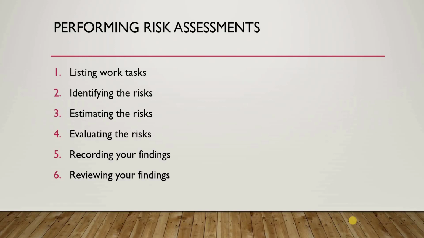So performing risk assessments needs these 6 steps. We have to perform these 6 steps in order to perform risk assessments. First one is listing the work task, second one is identifying the risks, third one is estimating the risks, then evaluating the risks, and in the 5th step we have to record our findings, and lastly we will review our findings.